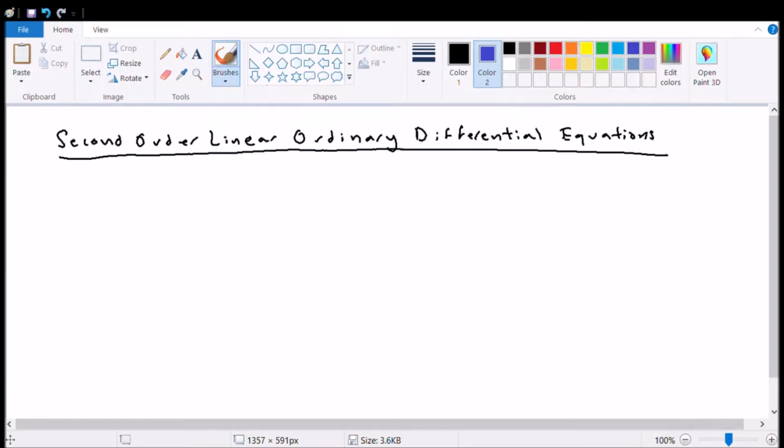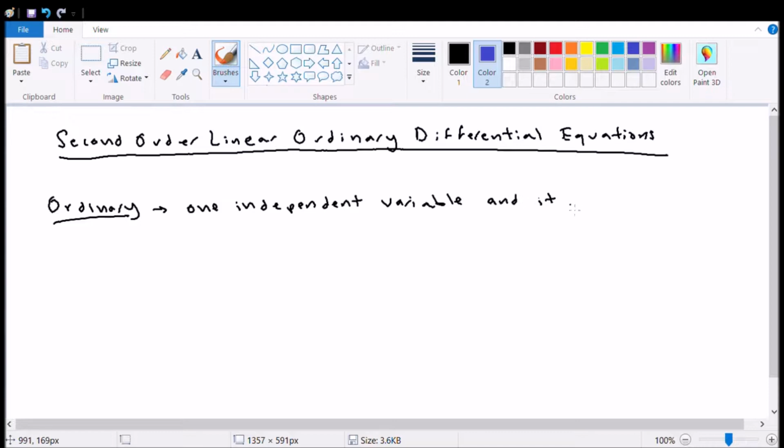Okay, so in this lesson we're going to talk about second order linear ordinary differential equations. And so we first need to start off by defining what ordinary means. Ordinary means that the differential equation includes one independent variable and its derivatives. So for example, in most cases you'll see the variable as y, and you'll see a differential equation that looks something like 4y prime equals y.